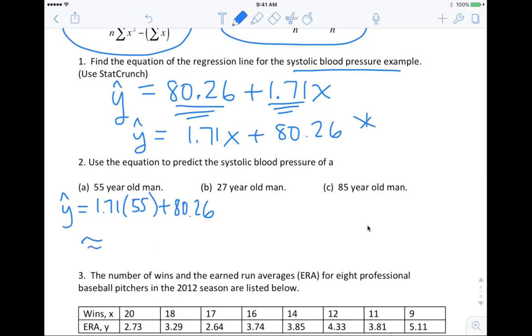I would probably just round this to the nearest whole number of 174. The next one then is similar, right? 1.71 times 27 plus 80.26.